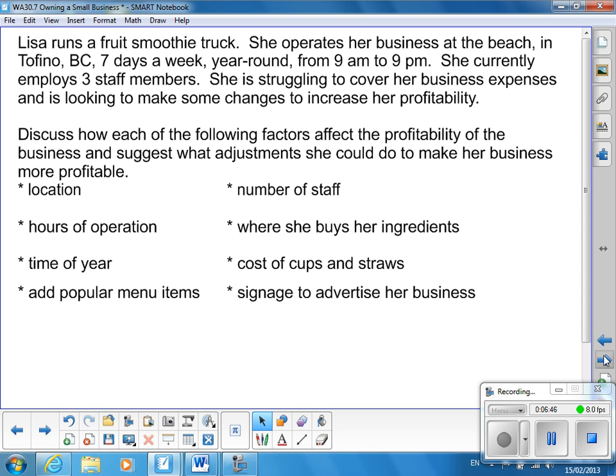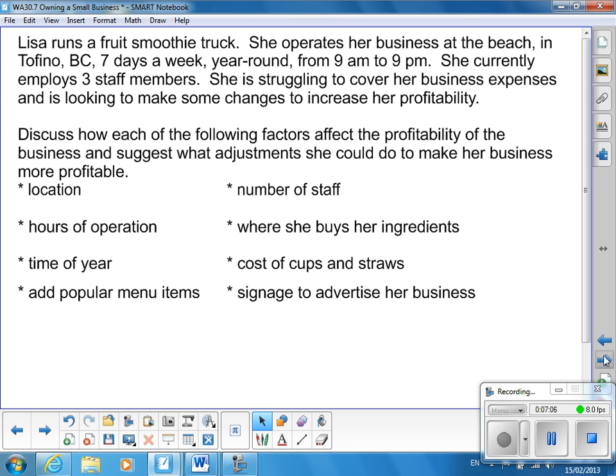You might want to add some popular menu items, okay? You might want to decrease the number of staff until you are making some more money. Quality of ingredients could be important. Improving the quality may impress their customers, but may not increase her sales, reducing her profit.